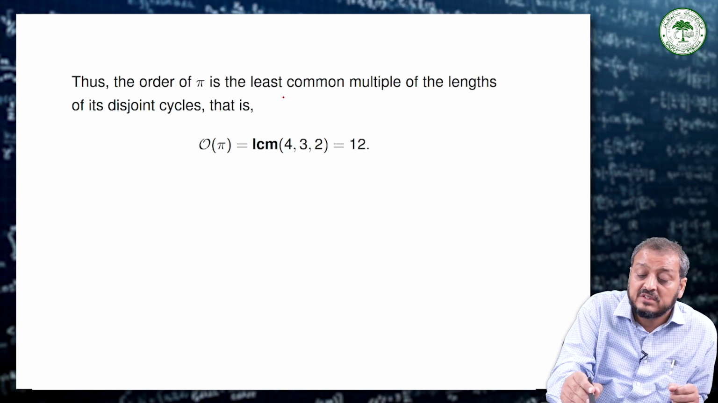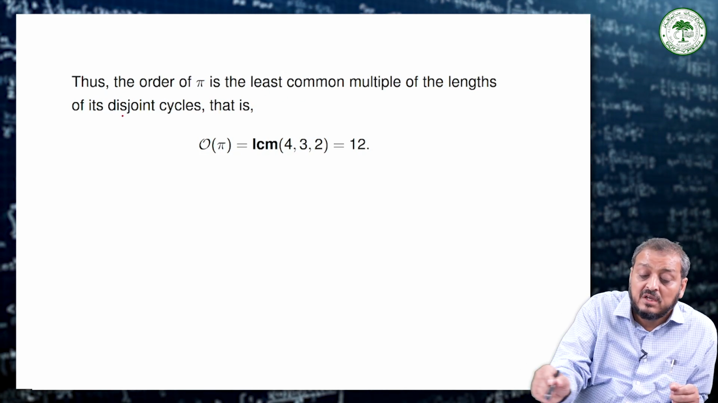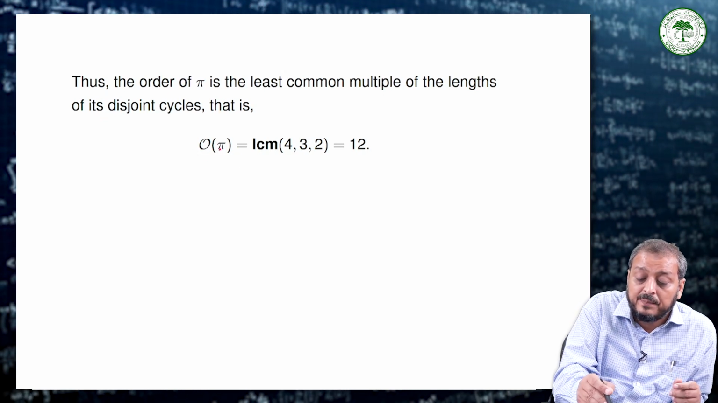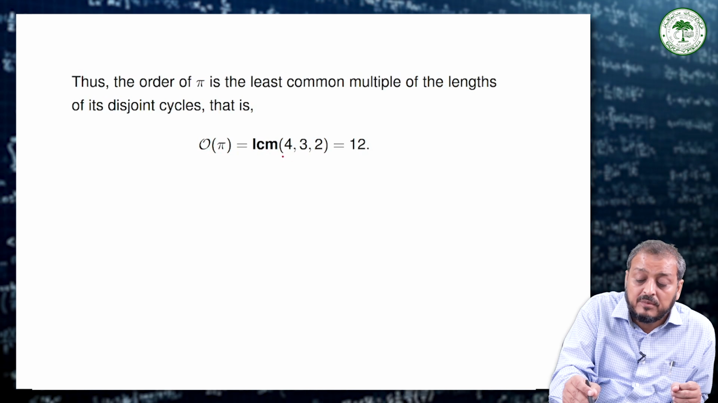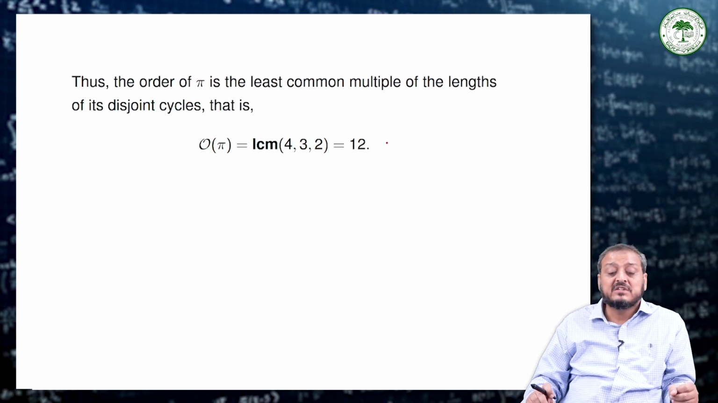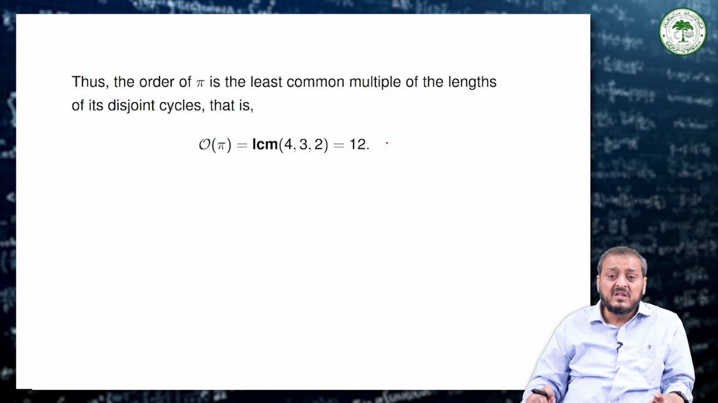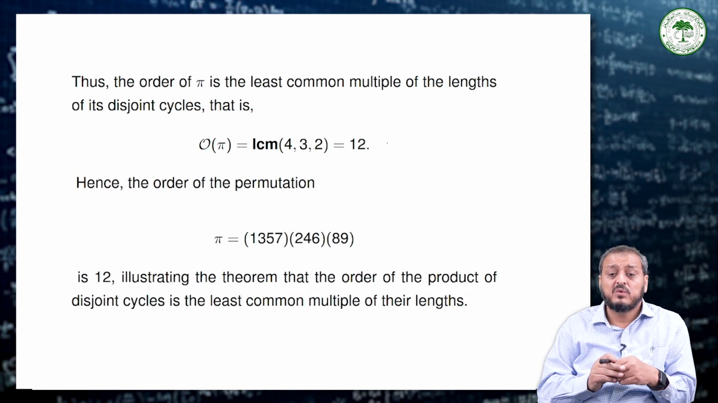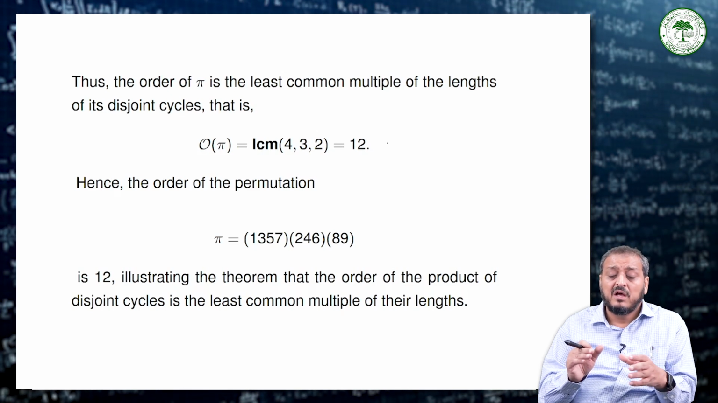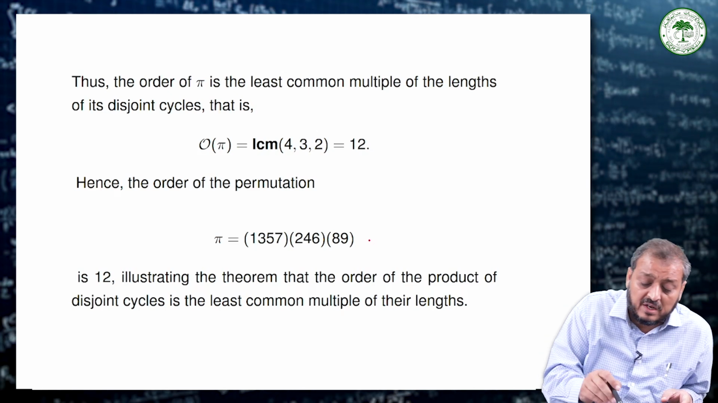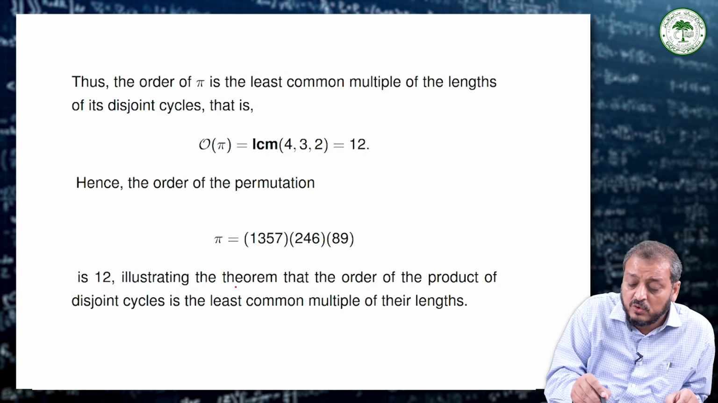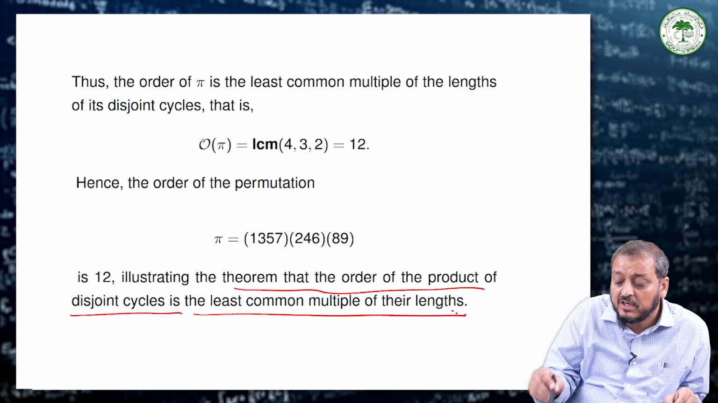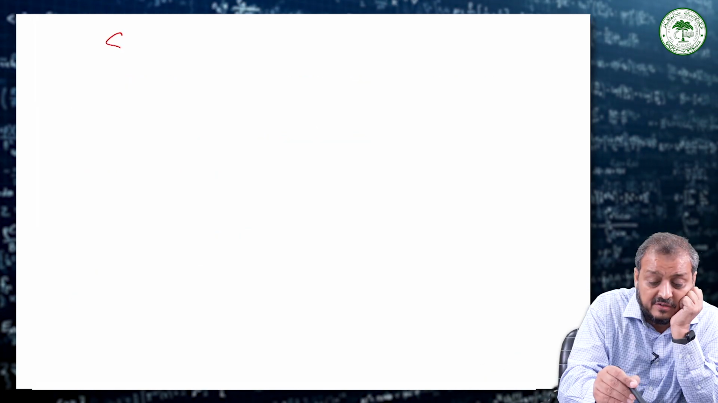The order of pi is the least common multiple of the lengths of its disjoint cycles, that is, the order of pi is equal to LCM of 4, 3, and 2. So, we can simply say that in this case the order of the permutation pi is 12. This illustrates the theorem: the order of a product of disjoint cycles is the least common multiple of their lengths.